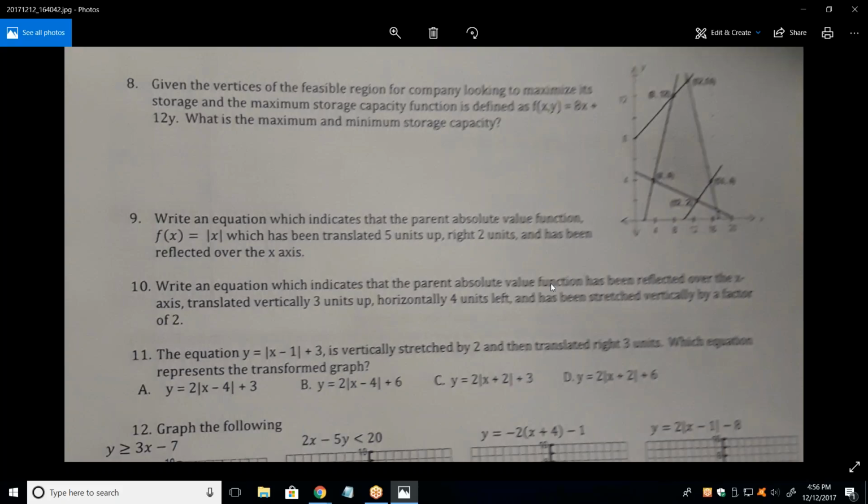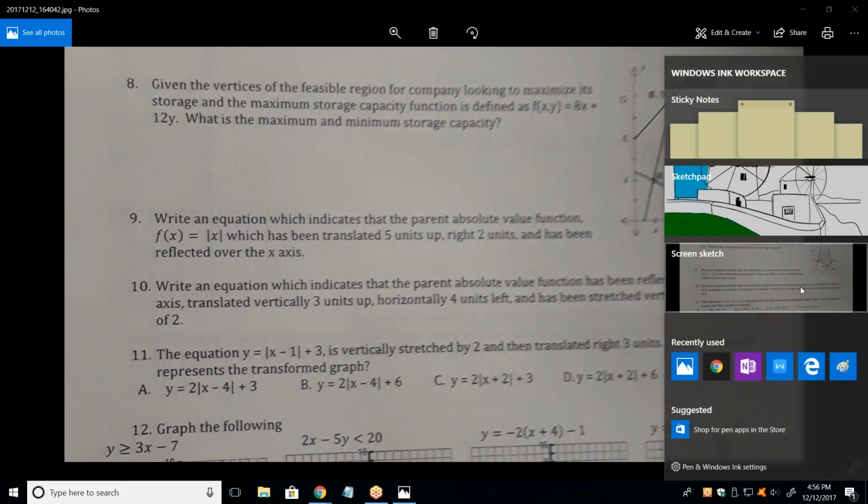Okay, this is a linear programming problem, which is fine. Basically, I'm just going to tell you how to do it, as I can write on this thing.